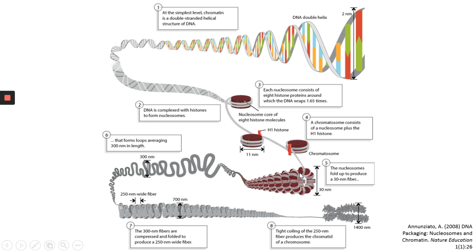Chromatosomes will then coil up further to form a 30 nanometer chromatin fiber. These 30 nanometer chromatin fibers then form loops with an average length of 300 nanometers, and these loops are then further compacted. These compressed fibers are 250 nanometers in width. Further compaction of this fiber forms the chromatid, which forms the chromosome at the end.